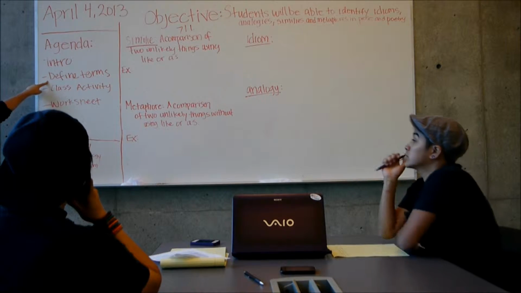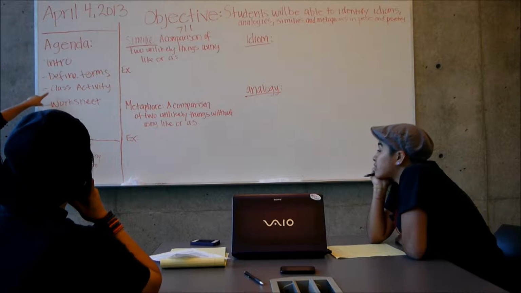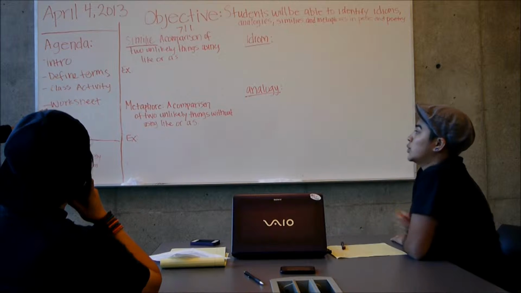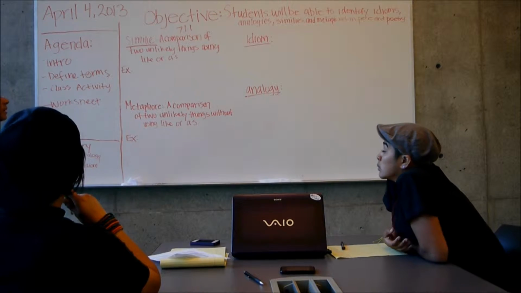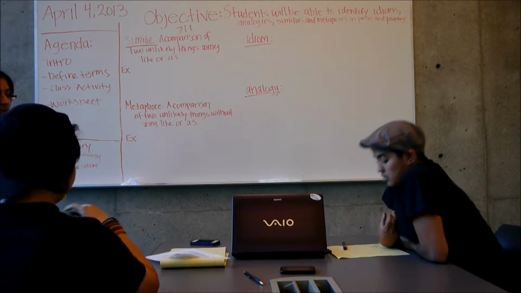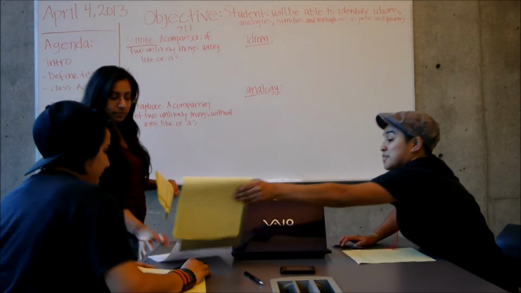Then we're going to go on to define some terms that are going to be important for us to learn, and then we're going to go on to our class activity that we're going to do together, and we're going to end by doing a worksheet that you're going to have to turn in by the end of the lesson. Okay, so I want you each to take out a sheet of paper so you can write down the things with. You're really going to need to write down some stuff.